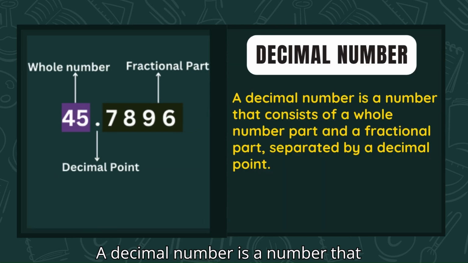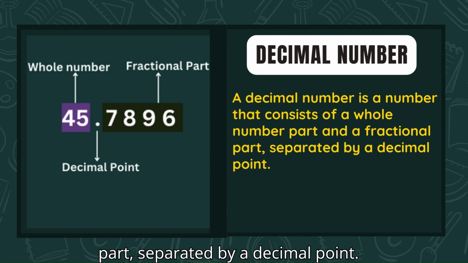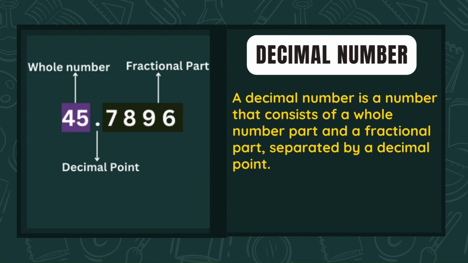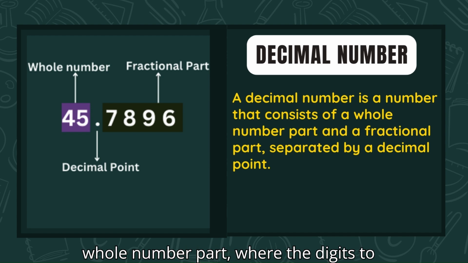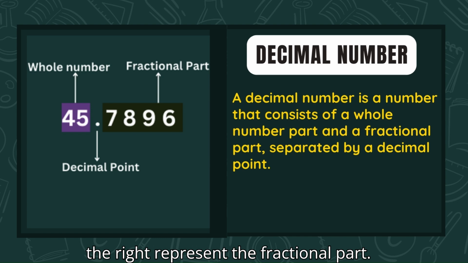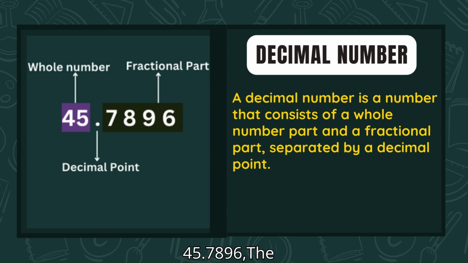A decimal number is a number that includes a whole part and a fractional part, separated by a decimal point. To the left of the decimal point is the whole number part, while the digits to the right represent the fractional part. For example, in the decimal number 45.7896, the 45 is the whole part and the 0.7896 is the fractional part.